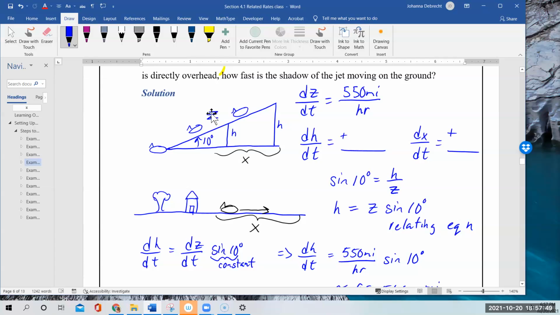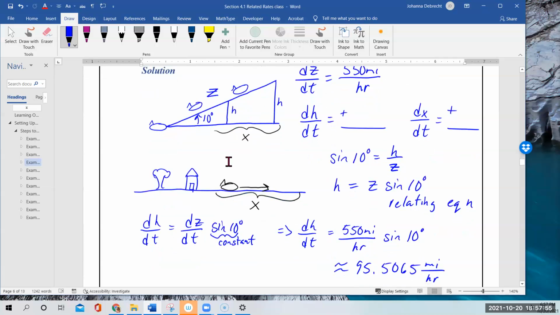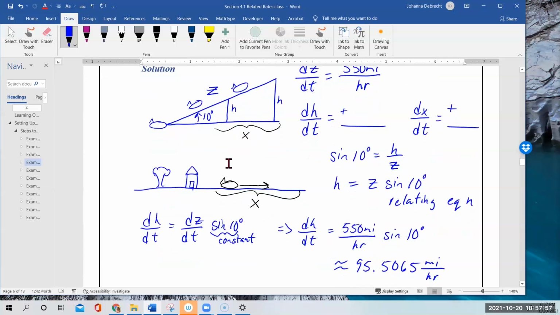I was given information about z, and I can relate x to z using the cosine of that angle. Now, there are actually two options that are available to you here. You could relate through cosine directly to z, or you could relate x to h using tangent. Both would work, and both will give you the correct answer.